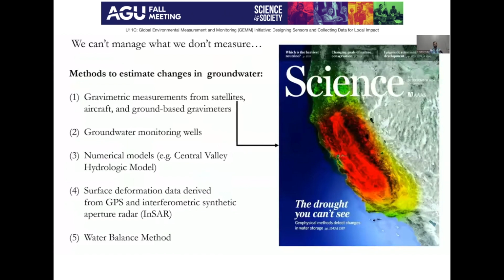There are a number of ways that I'll introduce briefly that are commonly used to estimate changes in groundwater. The first is via gravimetric measurements made from satellites, aircraft, and ground-based gravimeters. The second, which is what most people are more familiar with, are measurements made in groundwater monitoring wells. The third are numerical model simulations like the Central Valley hydrologic model. The fourth one, surface deformation data derived from global positioning systems and interferometric synthetic aperture radar satellites. And lastly, the water balance method based on conservation of mass that I'll present some results for in this study.